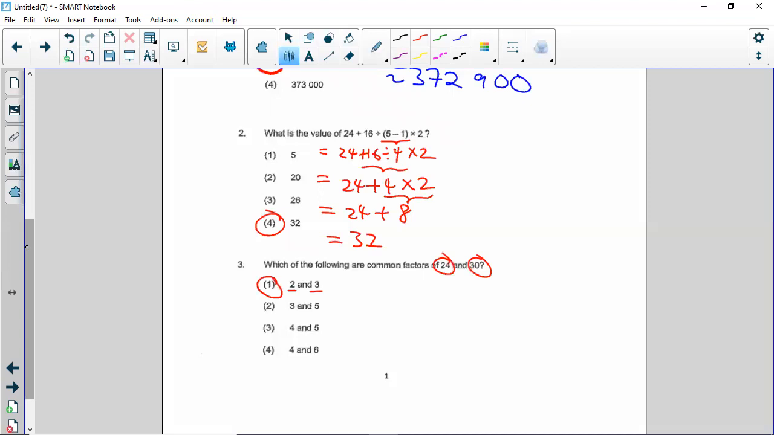So what are common factors? It means can divide, right? For example, can 24 divide by 3? Yes. But can 24 divide by 5? Cannot. So number 2 is out already. Can 24 divide by 4? Yes. Can 24 divide by 5? Also cannot, so out already. And of course, do the same for number 4 as well; number 4 will be wrong too. So what are common factors? Common factors means you can divide by the numbers, right? So number 1 is the answer. Are you clear? Anyone has any question? You ask me later. Now let's go to question number 4.